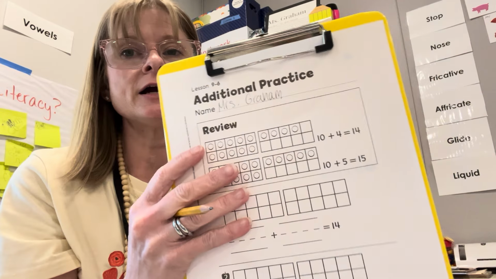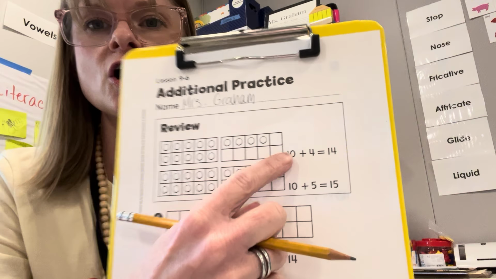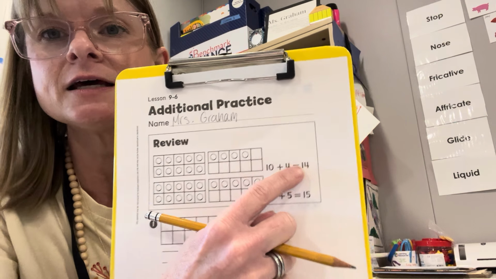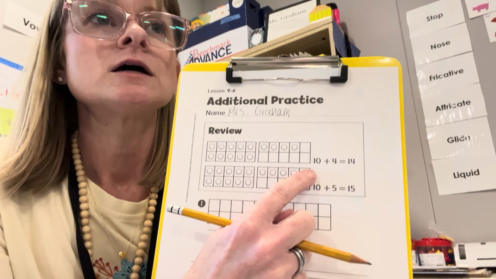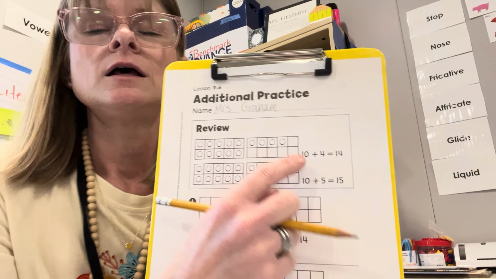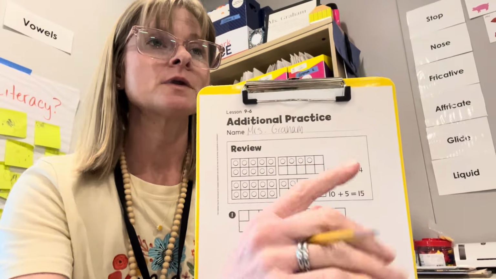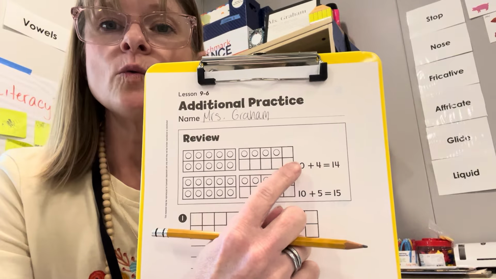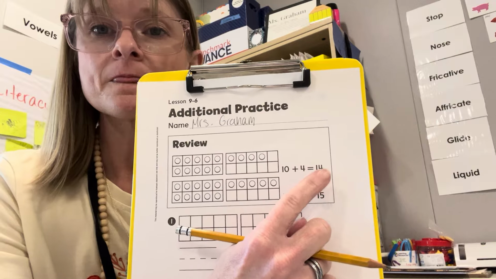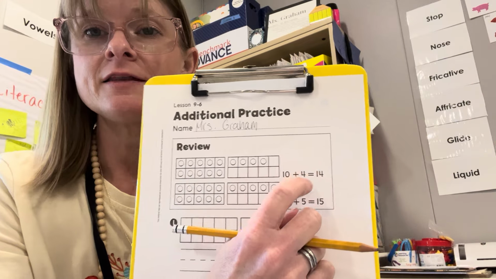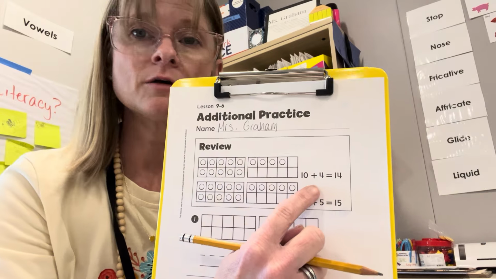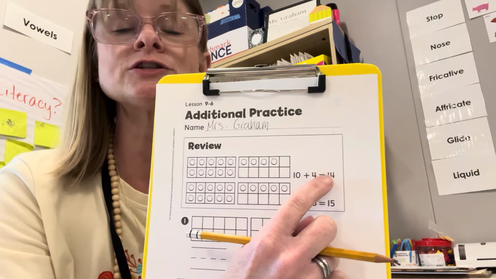Let's take a look here in our review box. Here they show us how we can make 14. Remember, when we make numbers, we have our two groups and then the equal sign and then the number that we're making. The equal sign is at the end here. It's plus sign, group 1 plus group 2.